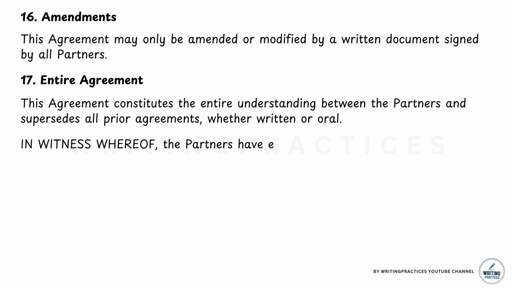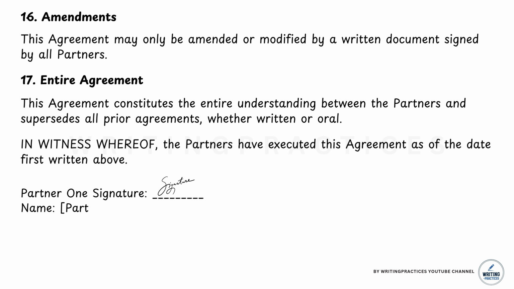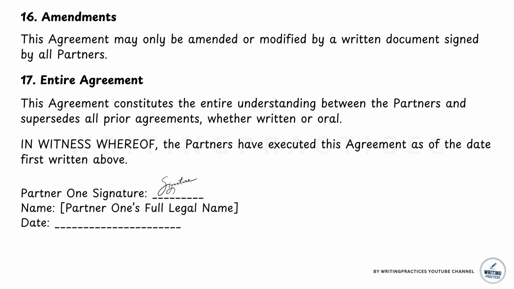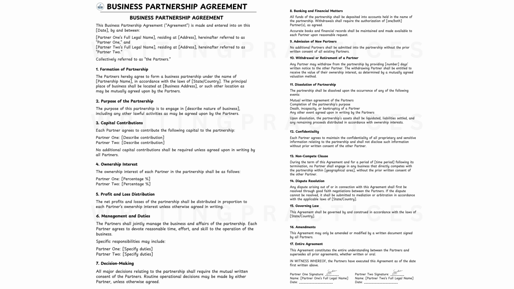In witness whereof, the partners have executed this agreement as of the date first written above. Partner 1 signature, name, Partner 1's full legal name, date. Partner 2 signature, name, Partner 2's full legal name, date. Finally, both partners sign and date the agreement. This is the most critical legal step because signatures make the agreement officially binding. Without signatures, the document may not be enforceable. So that's how you write a business partnership agreement step by step.